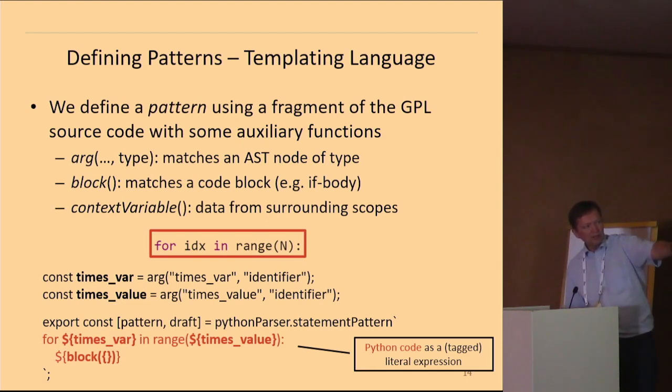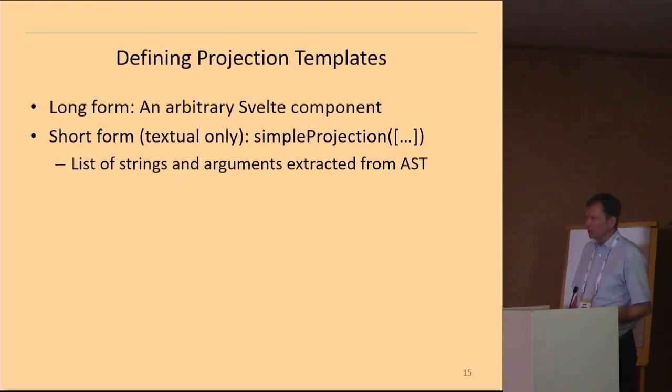Two are extracting the variables, the third one is the block, and by parsing this, we get a pattern which is then matched during the editing. Okay. The second part which you need to define a DSL element is such a Svelte component. So there are different ways to do this.